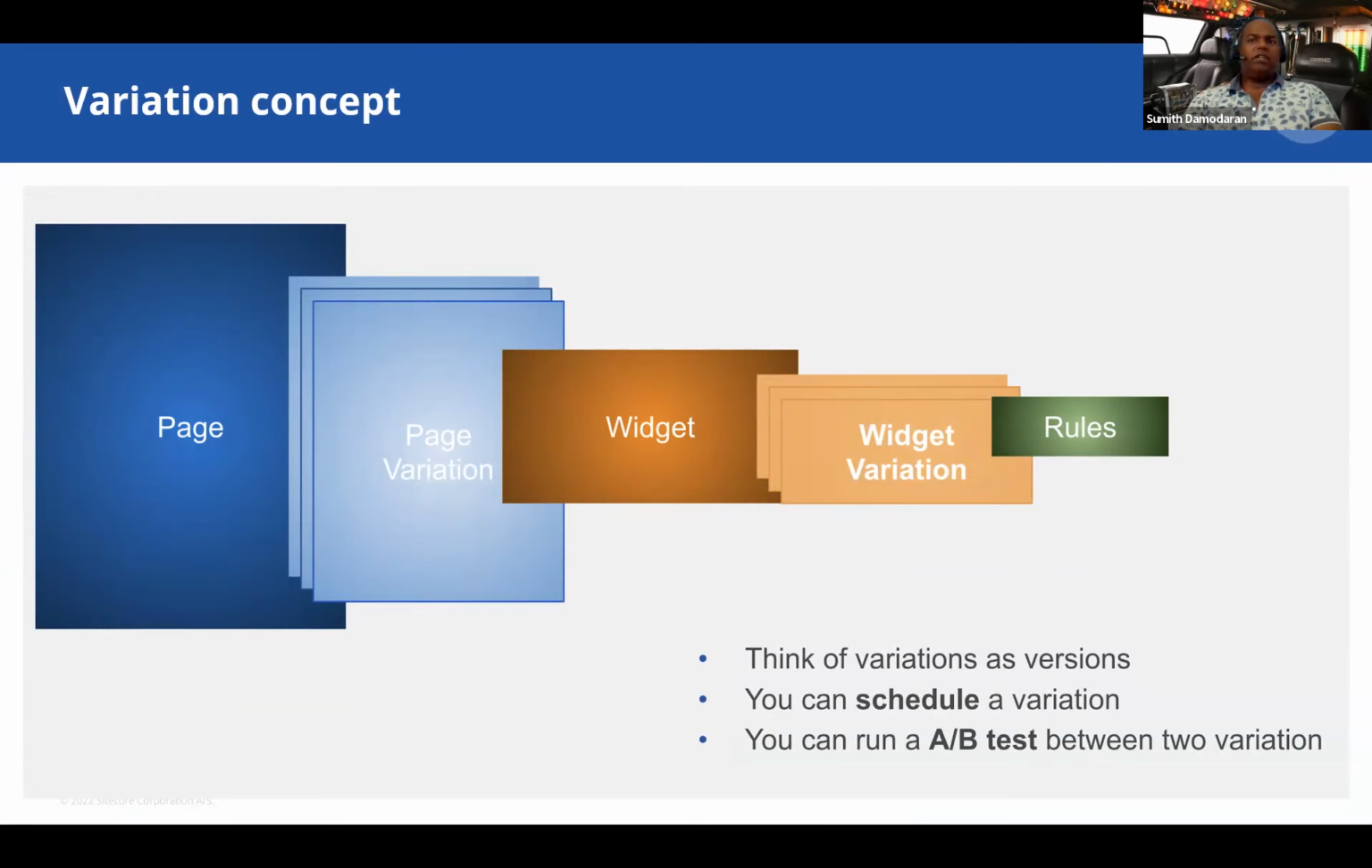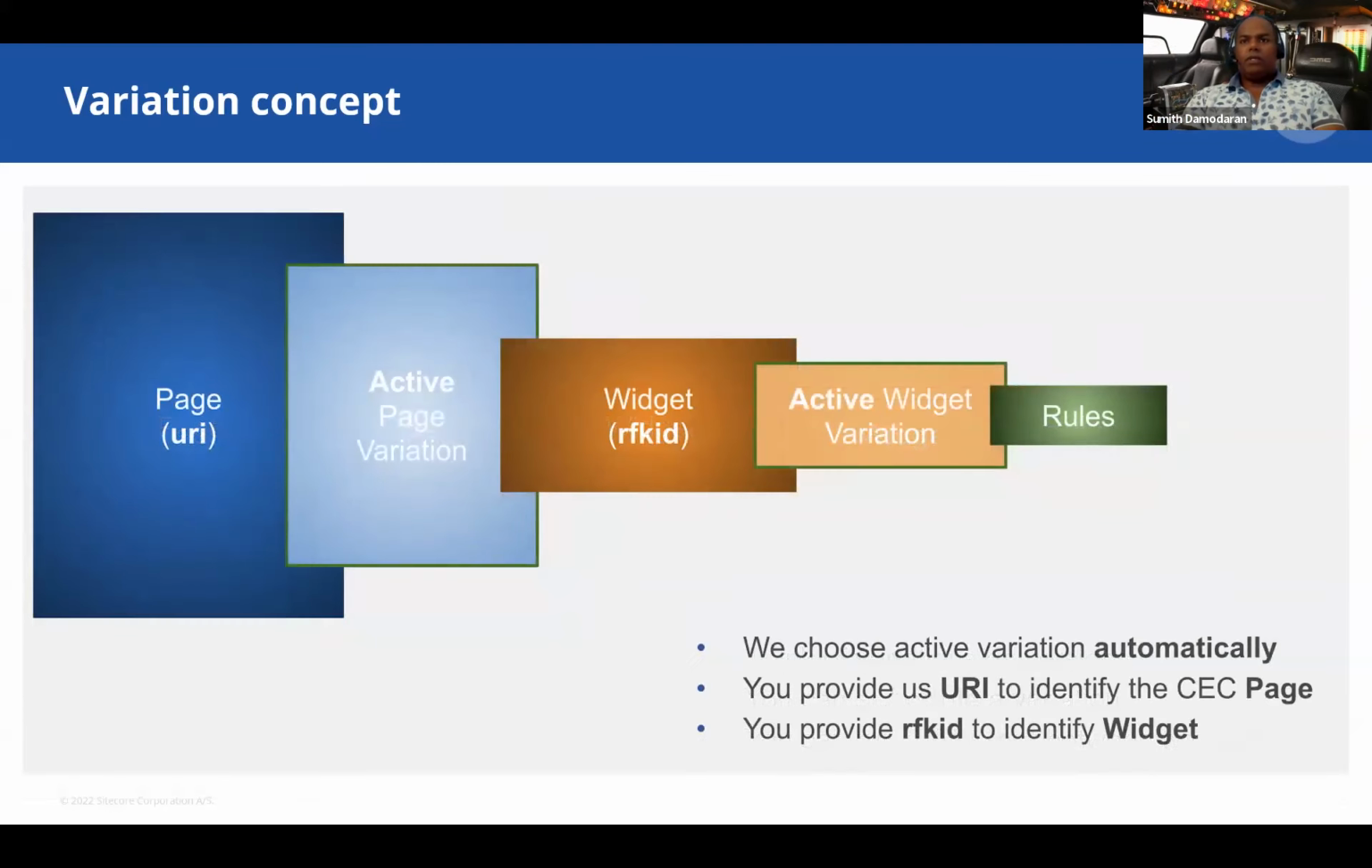Think of variations as different versions of the page, and you can say, I can schedule this particular variation on this day, so you can do an A/B test using two variations. Within CEC, our workbench, there is a dashboard where you can see how one variant performed against another. If you go back to the previous one, you can see we use the reflection ID to identify the widget, and then the URL is generated automatically within CEC.